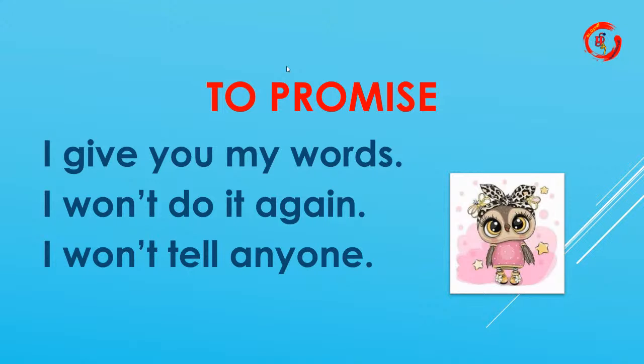The first one, I give you my words. Second one, I won't do it again. And the third one, I won't tell anyone. This is promising. You are promising your friend that you will not let out the secret. So you can tell him or her, I won't tell anyone. Or you can say, I give you my words. It means you are going to keep the secret. If you tell someone, I give you my words, it means you are giving a promise, making a promise.